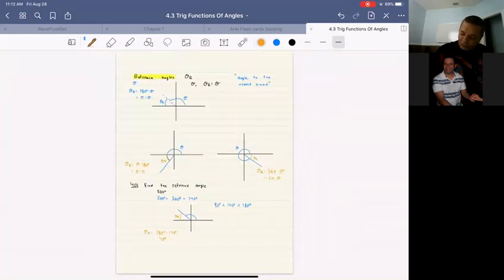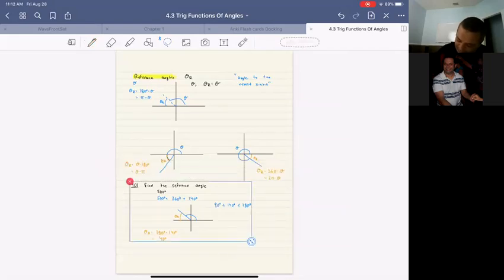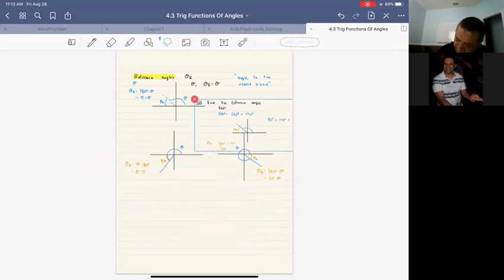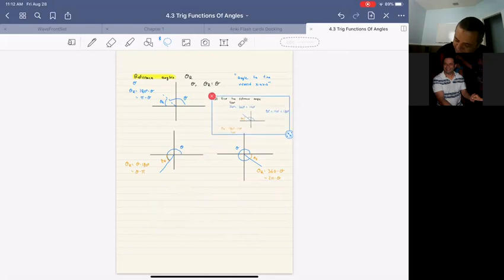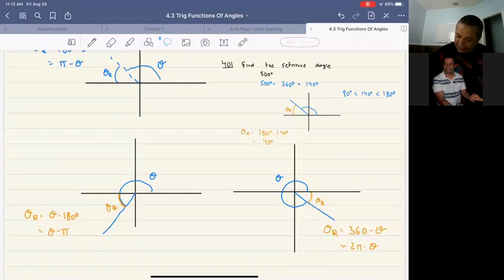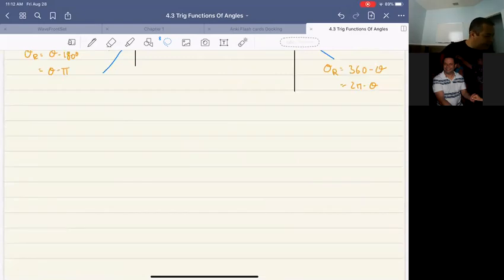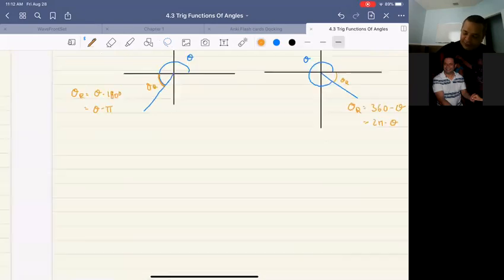Let's do one more. So let's move this problem out of the way a little bit, make it just a tad bit smaller. There it goes. Perfect. Let's do another one. Let's do 44. So we're going to find the reference angle.